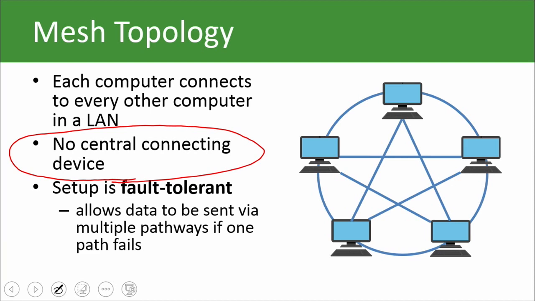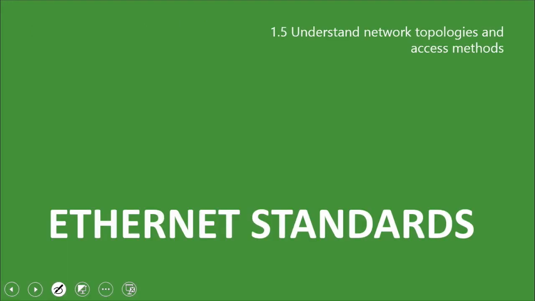So if I'm at computer 1 here and I want to send to, let's say, computer 2, if that direct connection between us happens to fault or something goes wrong with it, I can still send my data through multiple other connections. Maybe I want to send it down to this computer here and then back over to 2. I've got different options for sending data to its intended destination. So that's fault tolerance there. That's part of what makes the mesh topology such a great thing.